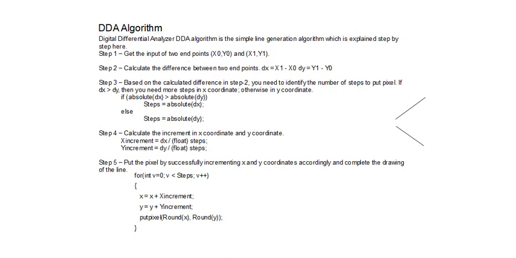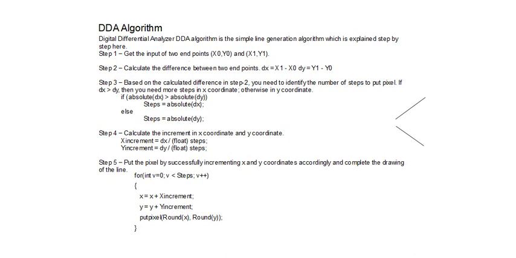Now when you have got the number of steps or number of pixels you have to draw, then step number 4, calculate the increment in x coordinate and y coordinate. Now how will we find the increment? We will find the increment by this: x increment is equal to dx divided by steps. dx, change in x, divided by steps.